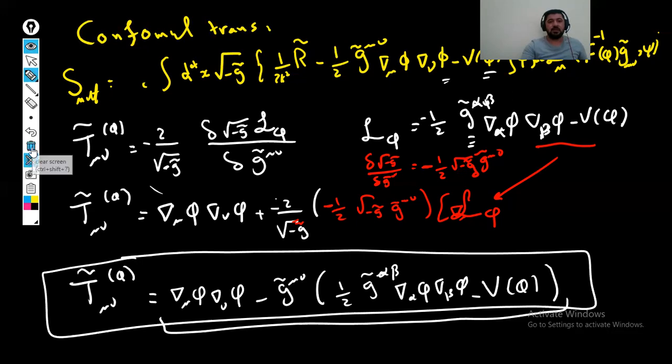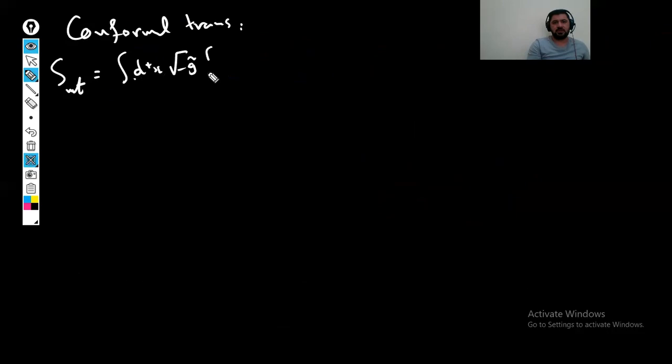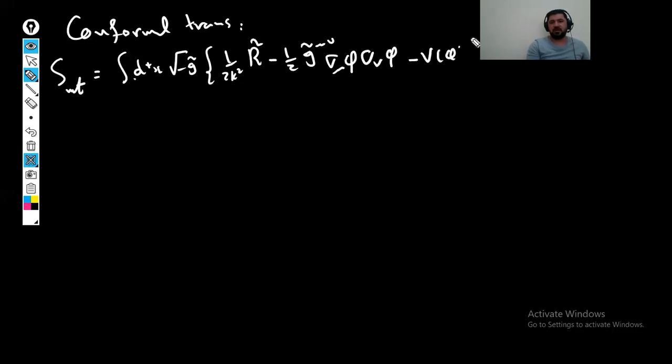Now let's look at the equation of motion for this scalar field. So, conformal transformation. Again, let's remember the Einstein metric tensor action: square root of minus g tilde, 1 over 2 kappa squared R tilde, minus 1 over 2 g mu nu nabla mu phi nabla nu phi, minus V of phi, and here we have plus S_m, the action for the matter.